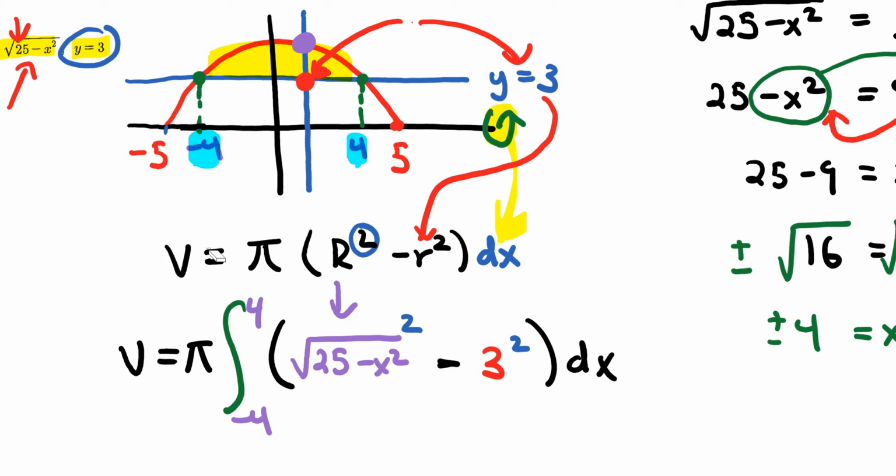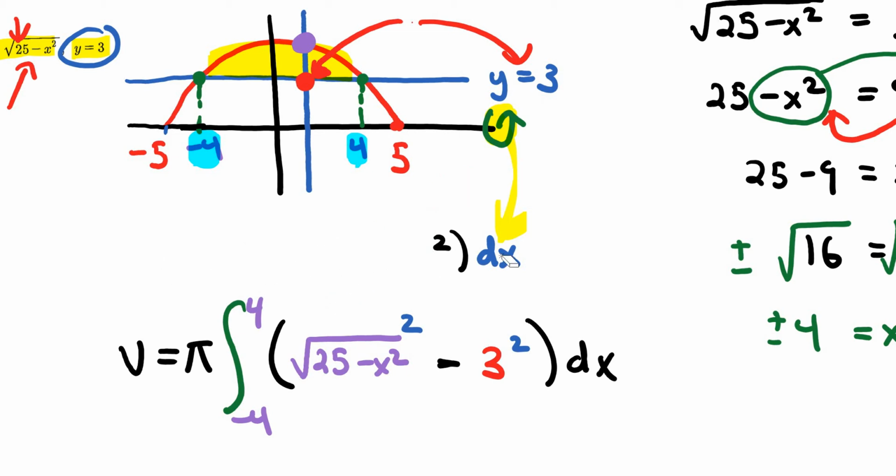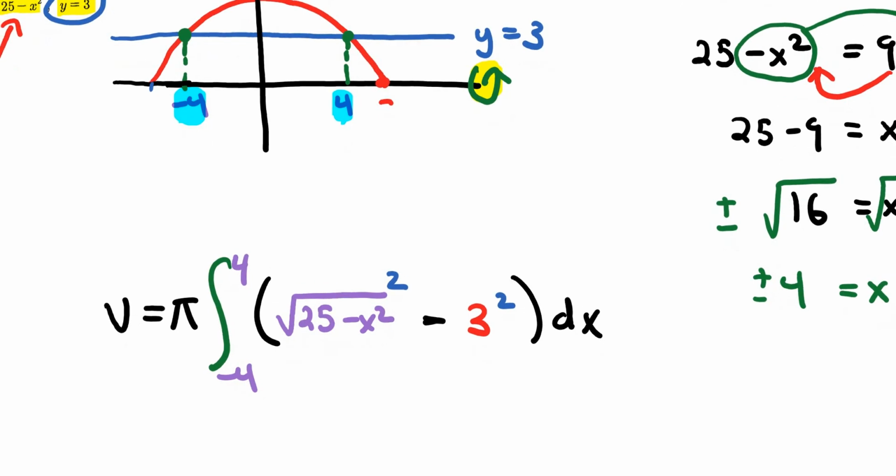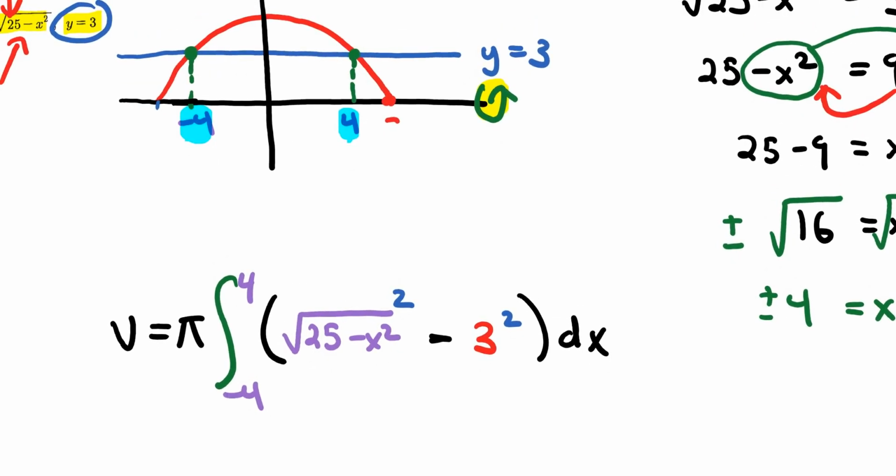Let me start to erase all this here. I'm just going to clean all this up if I can. Let me erase the -5 and the 5 there. There it is. So that right there is my expression for the washer equation.